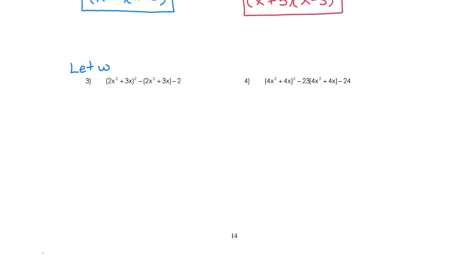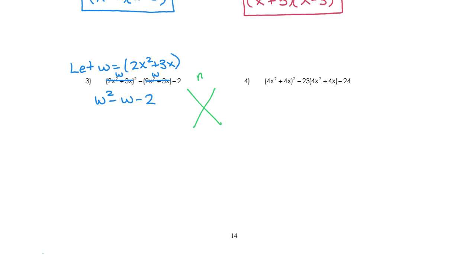We're going to let w equal this beautiful expression of 2x squared plus 3x. And so I can take this whole expression out and replace it with just a w. And when I rewrite it, it becomes w squared minus w minus 2, which again is a nice easy trinomial.